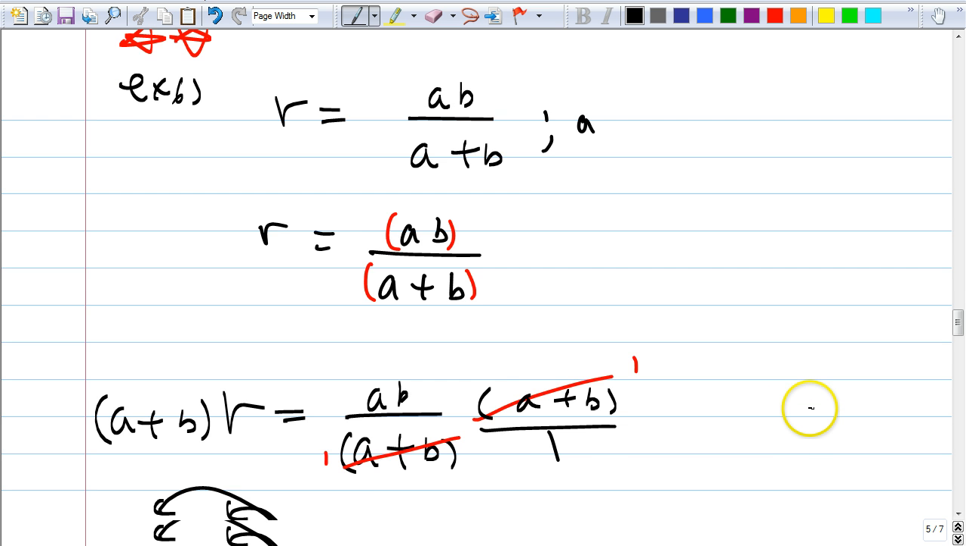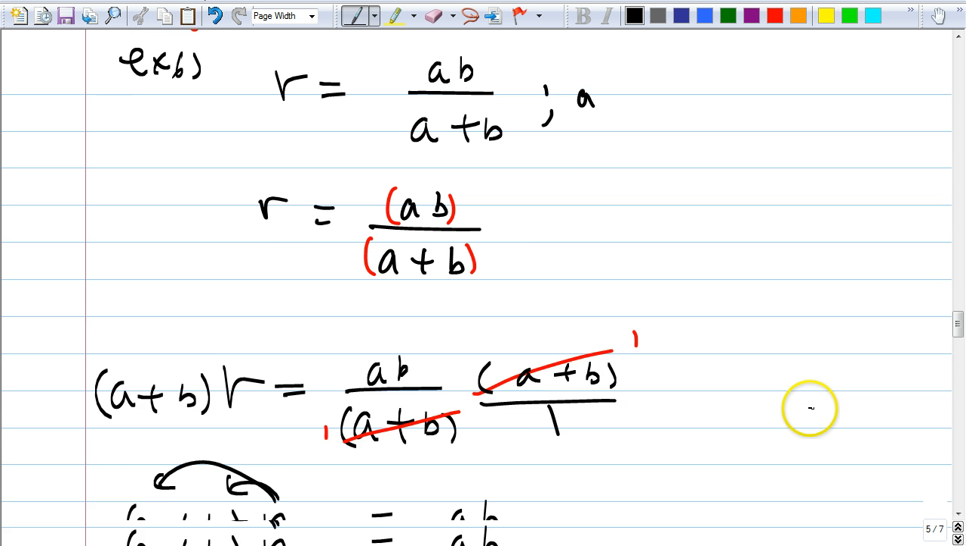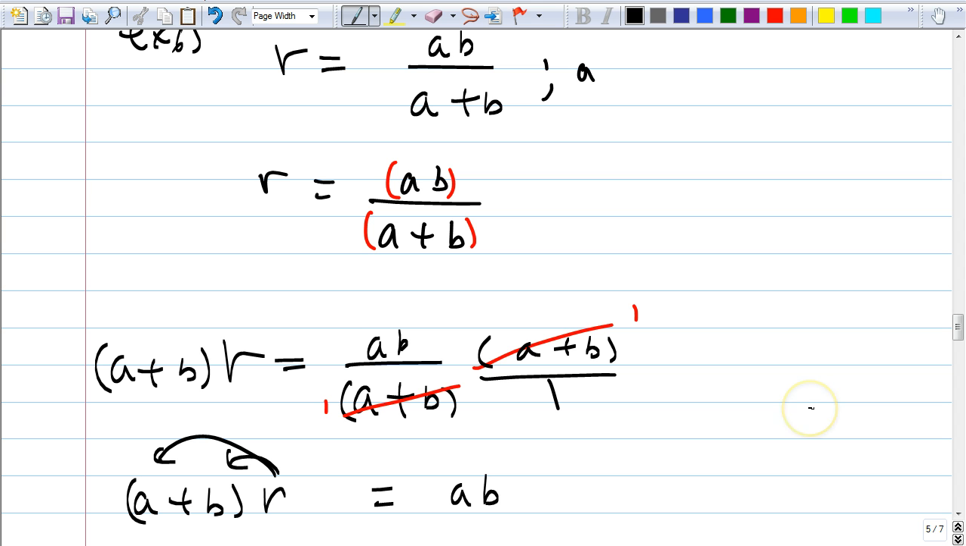And so you get (A plus B) times R equals AB. Do you see how the denominator canceled out? Look, all my A's are in the numerators. That's good. Take a look at what we have here. What should we do next?